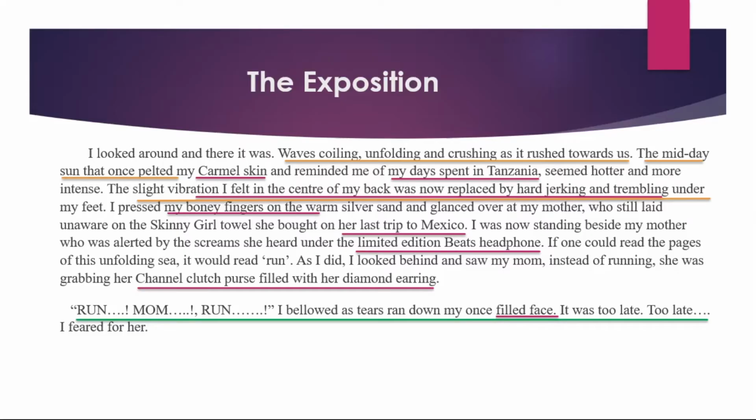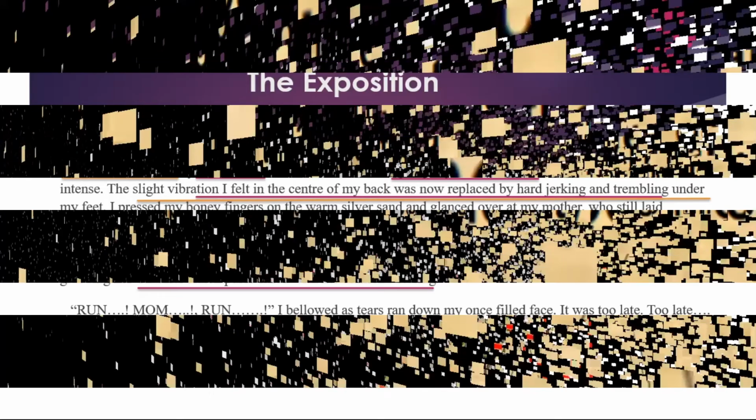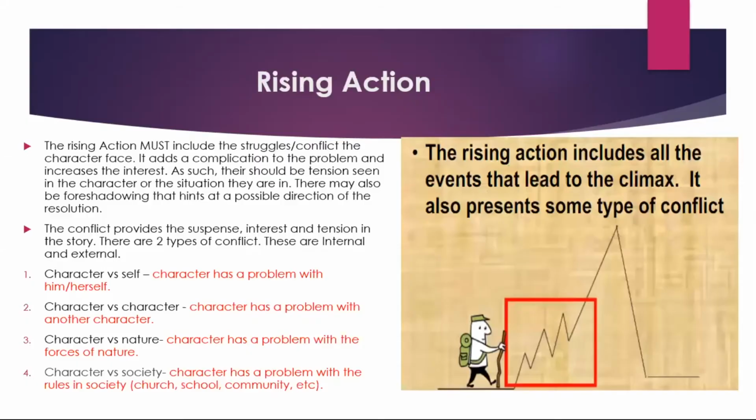Now that we have written our exposition, let us move on. Your rising action of the story must include the struggles that your character faces. It is going to add to the complication of the problem. There should be tension. We should see the character going through a tense moment, whether it be emotionally, physically, mentally, financially, whatever it might be. We should see some sort of interaction with her and the problem that she is facing.